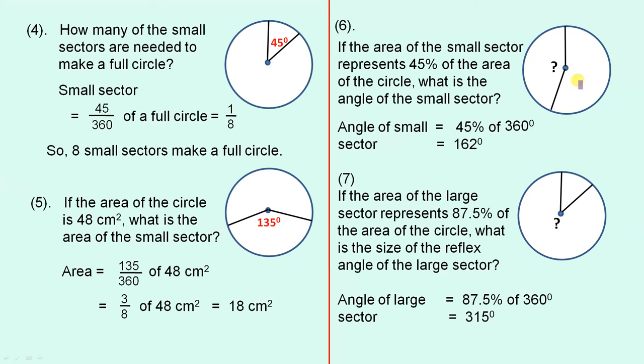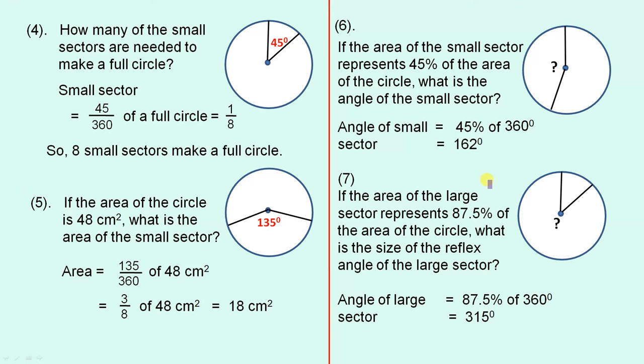Number 6, if the area of the small sector represents 45% of the area of the circle, what is the angle of the small sector? We can work it out this way. We just go 45% of 360. Because the area of this sector is 45% of the total, that means the angle must be 45% of 360. And that's 162 degrees. So that angle there is 162 degrees.